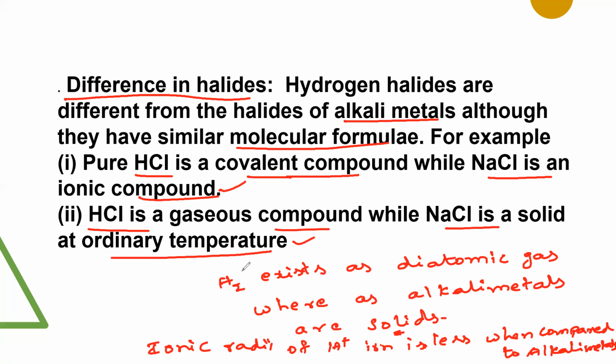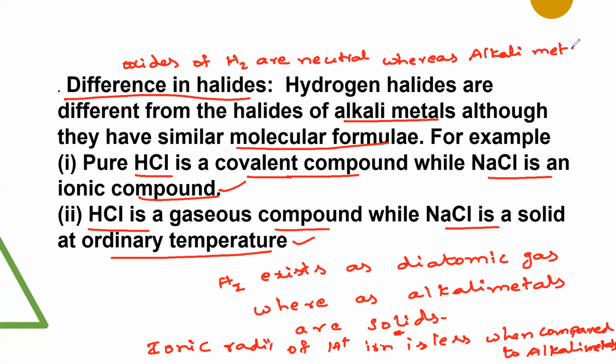And the oxides of hydrogen are neutral, while those of alkali metals are basic. In this, you can also add oxides of hydrogen: oxides of hydrogen are neutral, example water, whereas alkali metal oxides are basic in nature. So these are the dissimilarities between alkali metals and hydrogen.